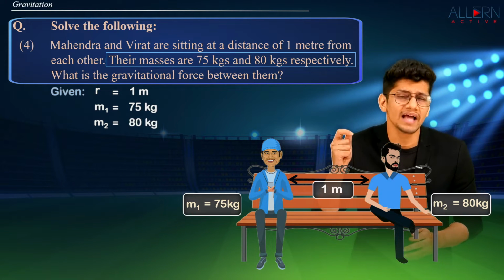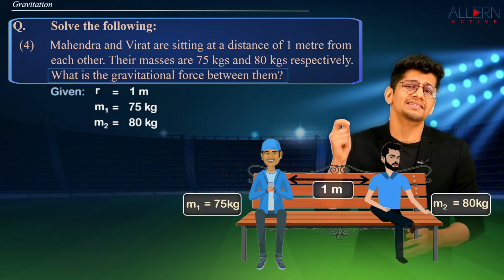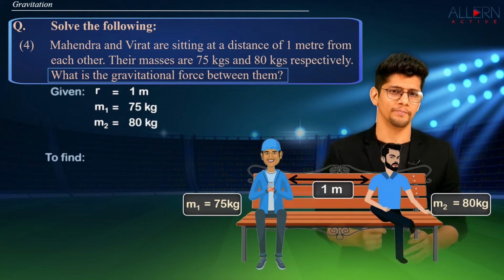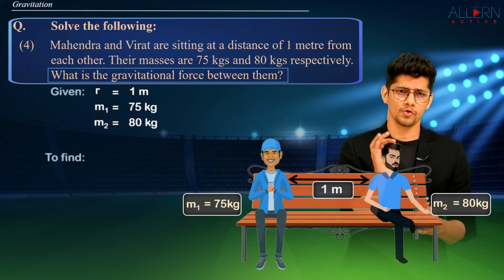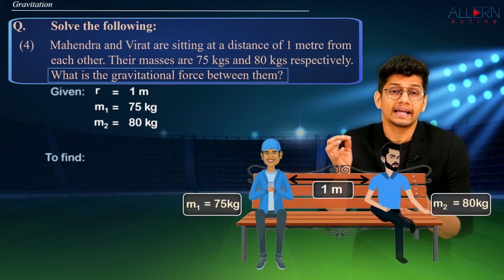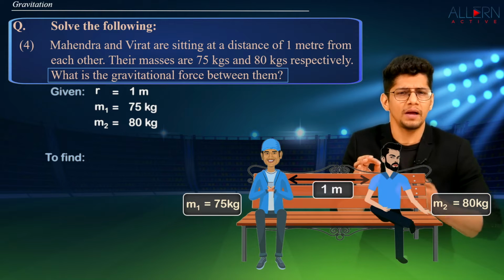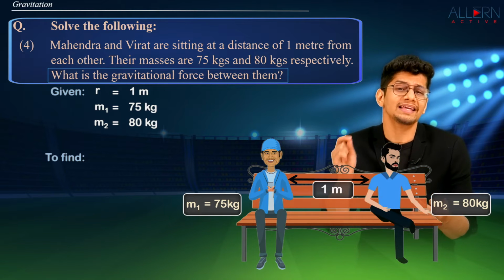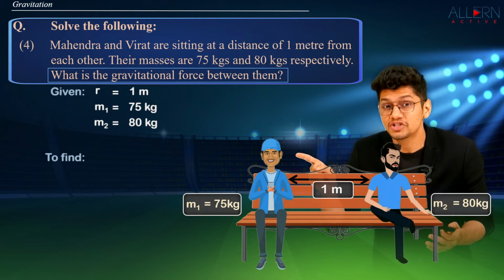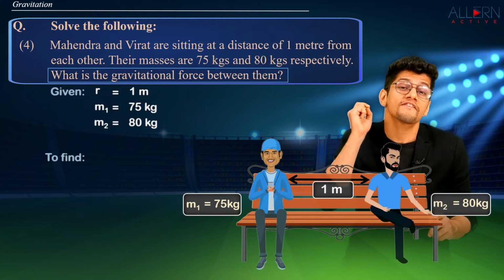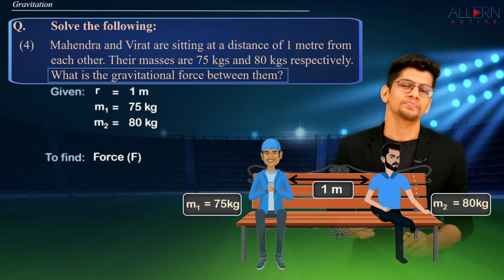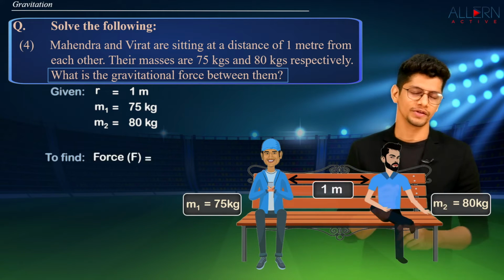Now, what is asked in the question? What is the gravitational force between them? So, what are we supposed to find? Gravitational force. Sometimes students do make a mistake. They say that we are supposed to find the value of capital G. No, we have to focus on the word F. Gravitational force denoted by capital F. So, that is what we are supposed to find over here.